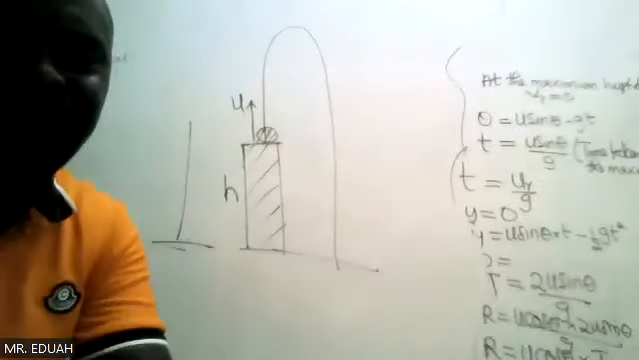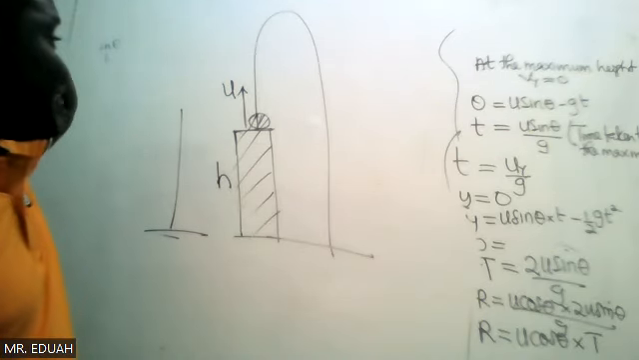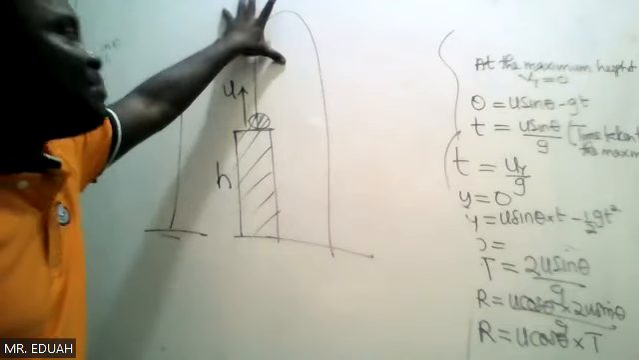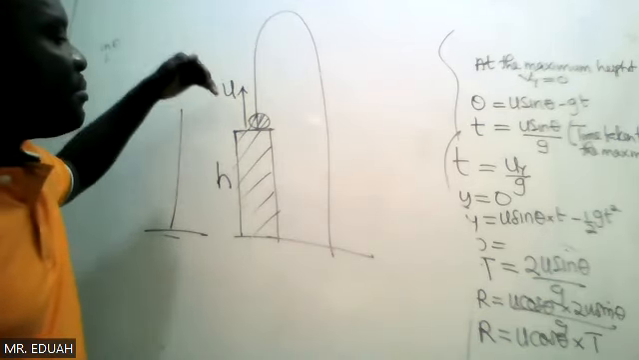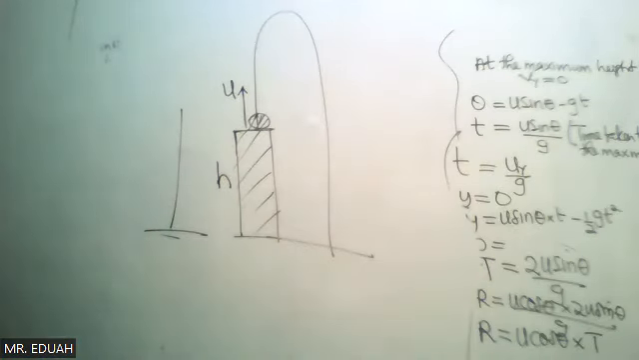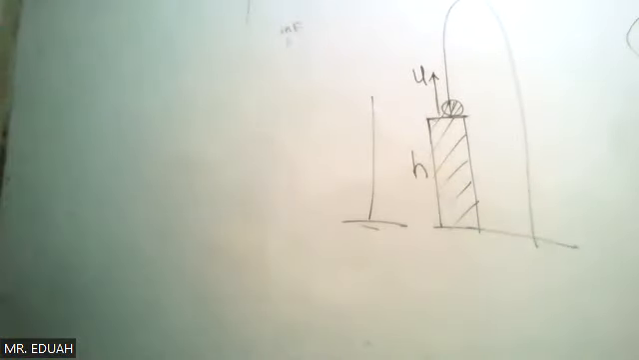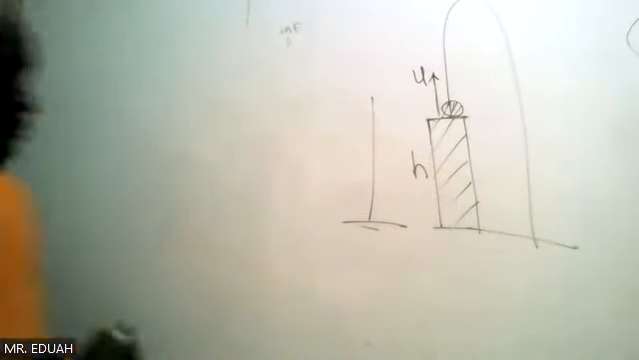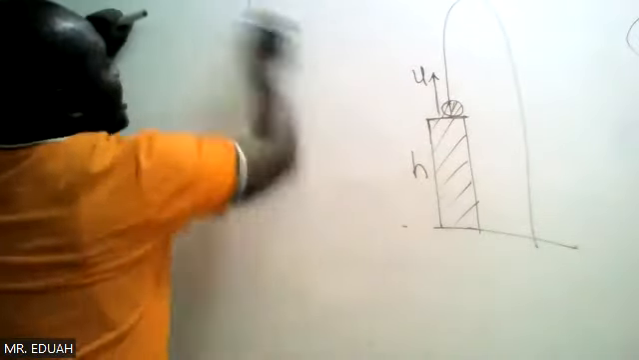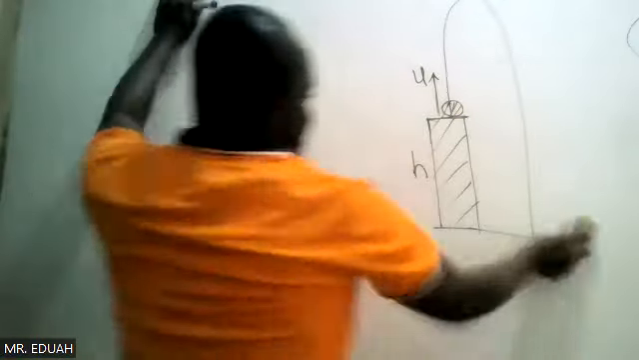Then you were asked to calculate the velocity, the time of flight, and the total distance covered by the body from the ground. In projectile motion, we are also going to look at the body being projected from a height above the ground. So here we are looking at height to ground. Earlier, we saw ground to ground.